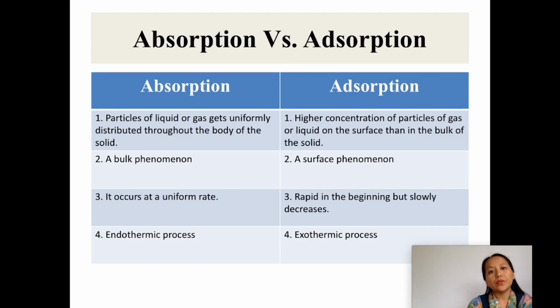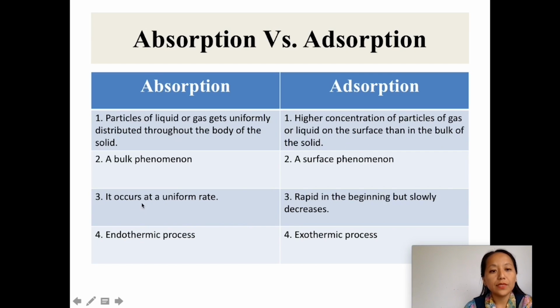Now that we know what is absorption and what is adsorption, let us look at the difference between absorption and adsorption. As we know, absorption is a bulk phenomenon and adsorption is a surface phenomenon. And when you look at the concentration, in the case of absorption, the molecules are uniformly distributed throughout the body of the solid, whereas in the case of adsorption, the concentration of the adsorbate is more at the surface rather than in the bulk.